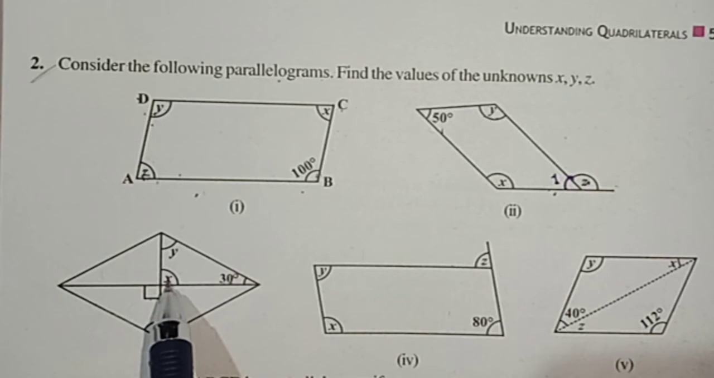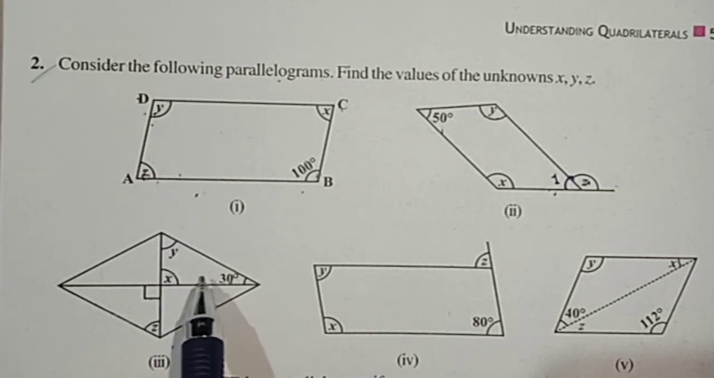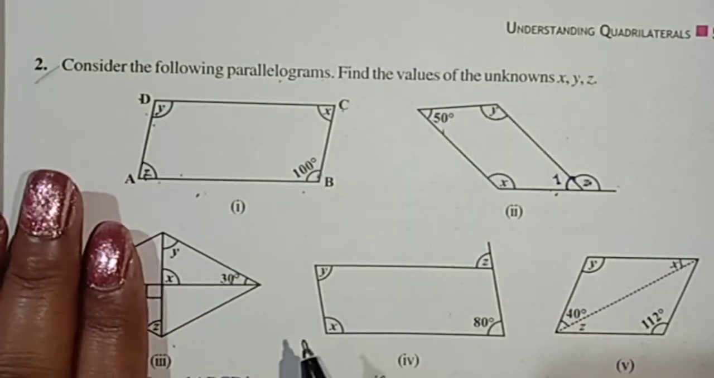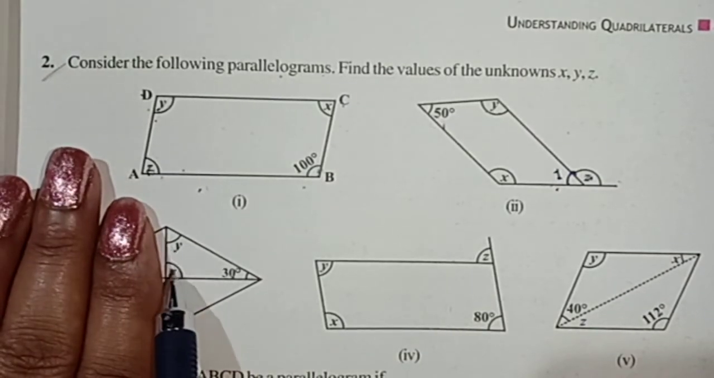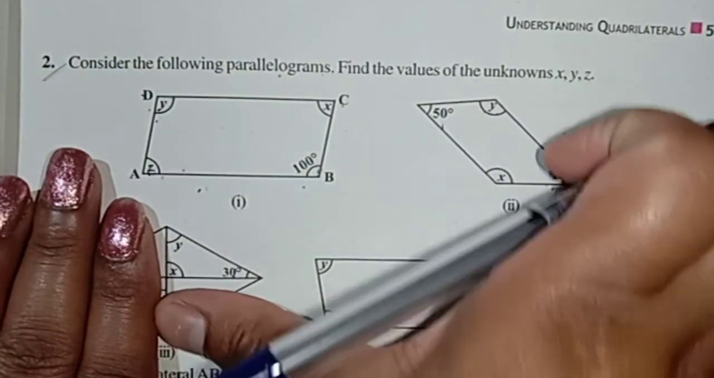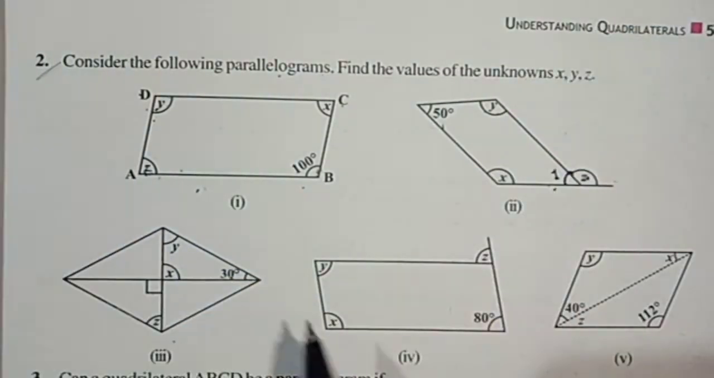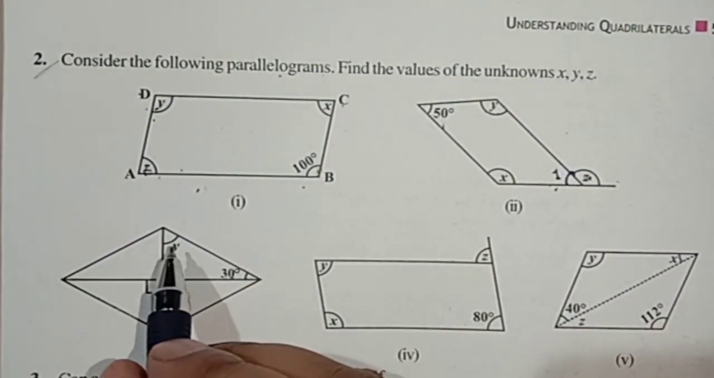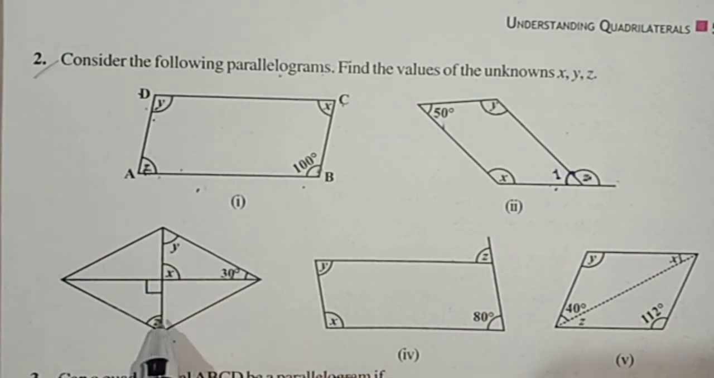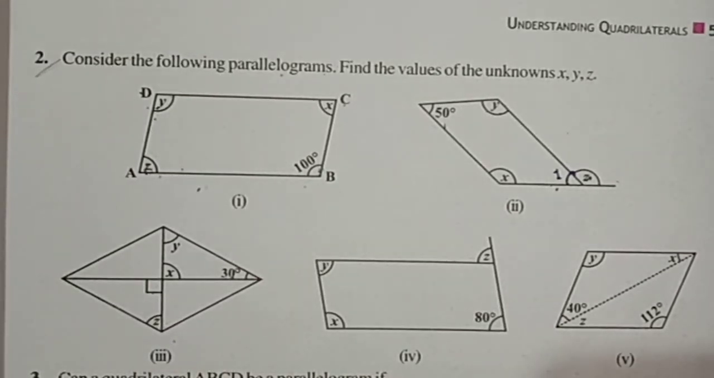After getting x, then we can find y. How? Because of the sum of the angles of a triangle. The sum of the angles of a triangle is equal to 180 degree. This looks like a triangle, right? So we can easily find angle y. After getting y, then y is equal to z. The reason is alternate interior angles. So let's see the solution.